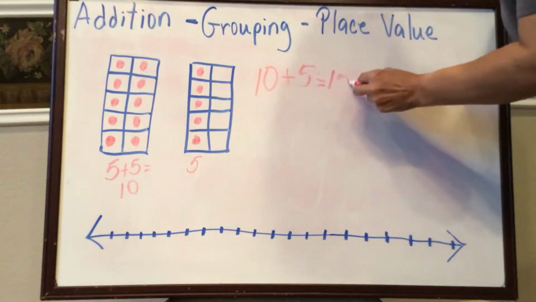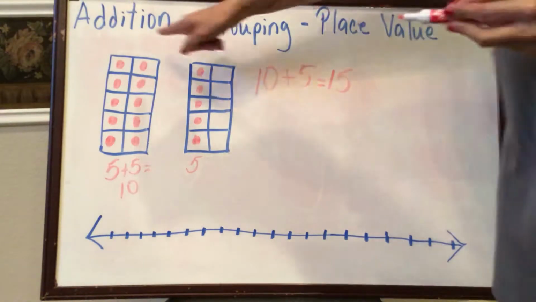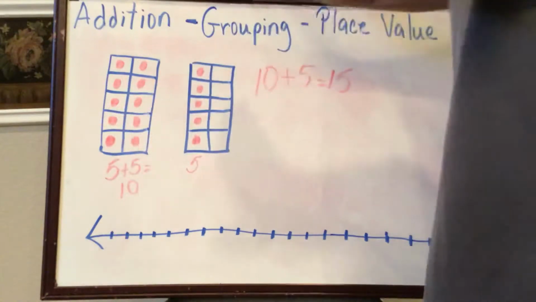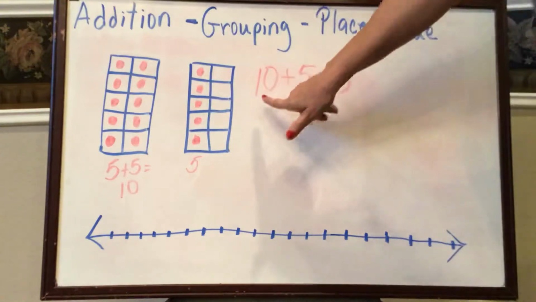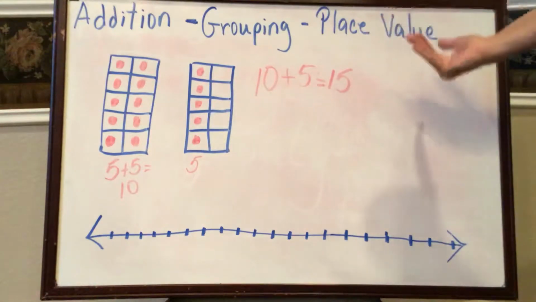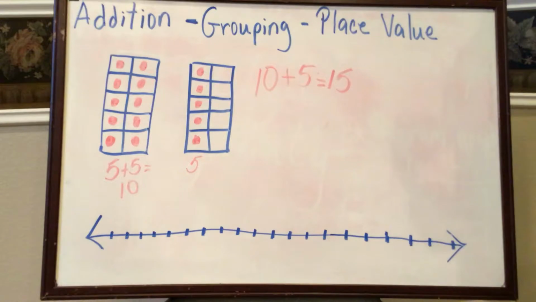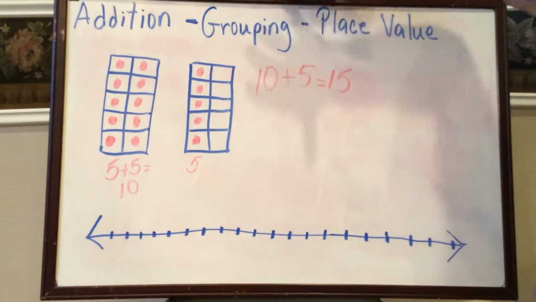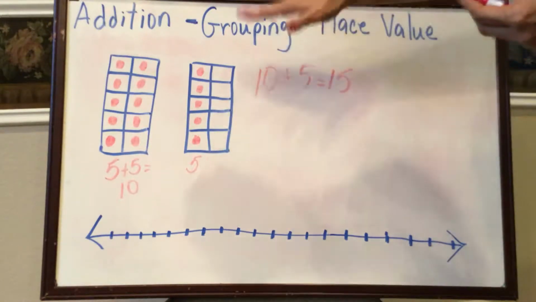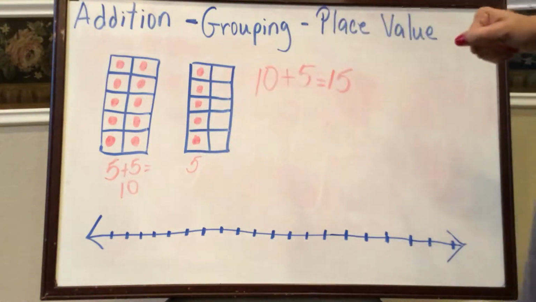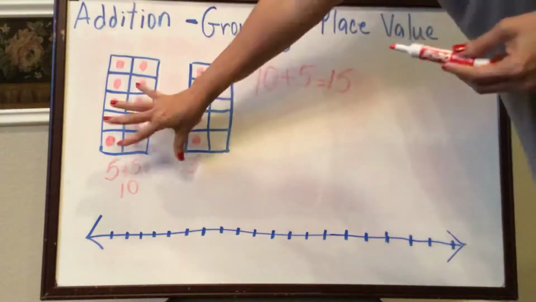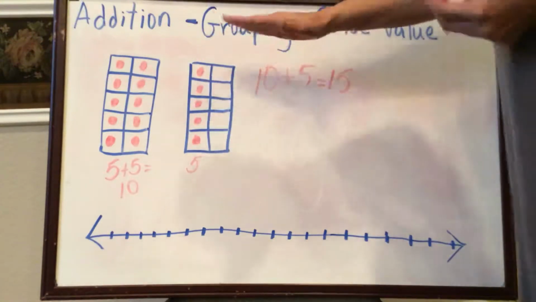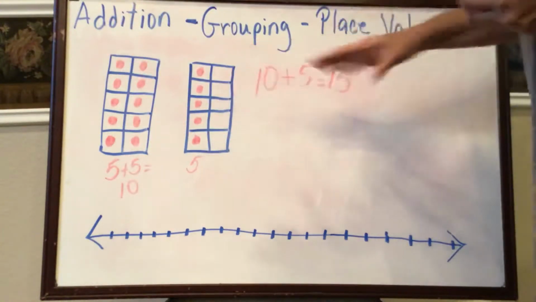So 10 plus 5 is what? 15, exactly. Do we need to start counting again? 1, 2, 3, 4, 5, 6. No, we don't need to do that because we already know that we have 10 and we have 5. And 10 plus 5 equals 15. Excellent job. Now, that's one way that we can add, and we can also group. Okay? We're grouping. We don't need to start counting 1, 2, 3 because I already have a group of 10 and a group of 5. This is one way that we can do grouping.